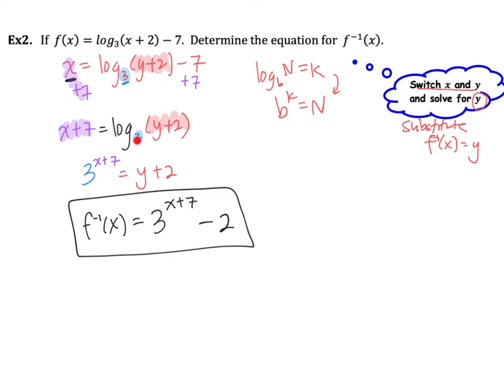Then I take the base of the log: 3 to the power of x plus 7 equals y plus 2. Move my 2 to the other side by subtracting 2. Change my y to f to the negative 1 of x.